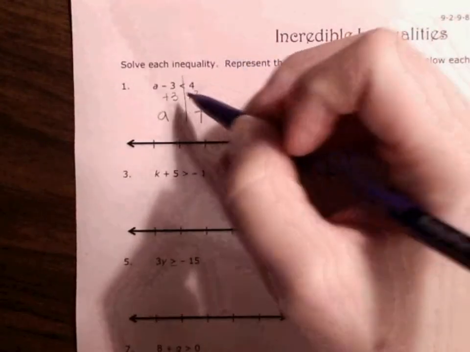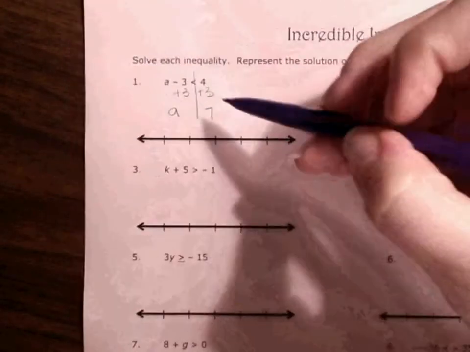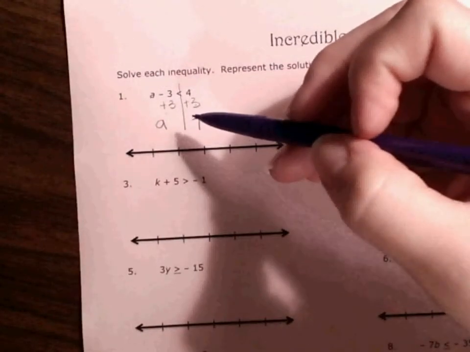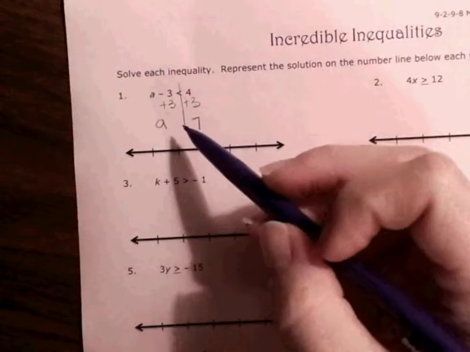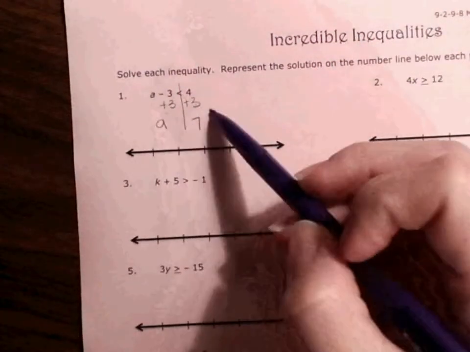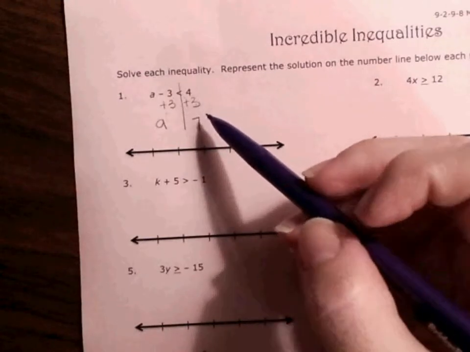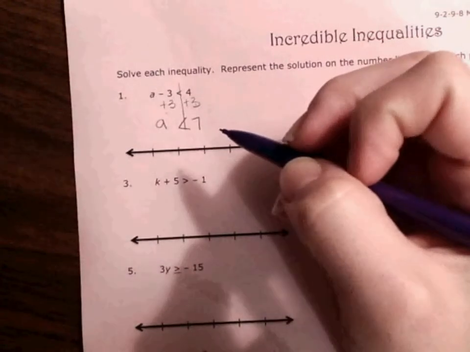Now this inequality sign right here, it's a less than sign. If we divide or multiply by a negative, our sign's going to flip. So instead of less than, it's going to be greater than. But in this instance, we have plus 3. We're adding 3, and so we don't need to do anything with our sign. So go ahead and just bring it down. So a is less than 7.